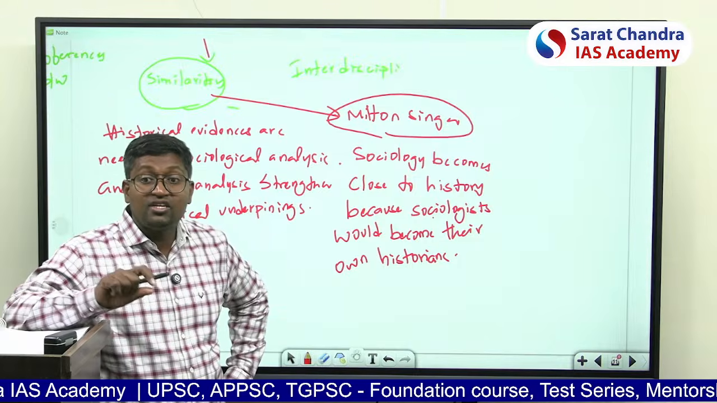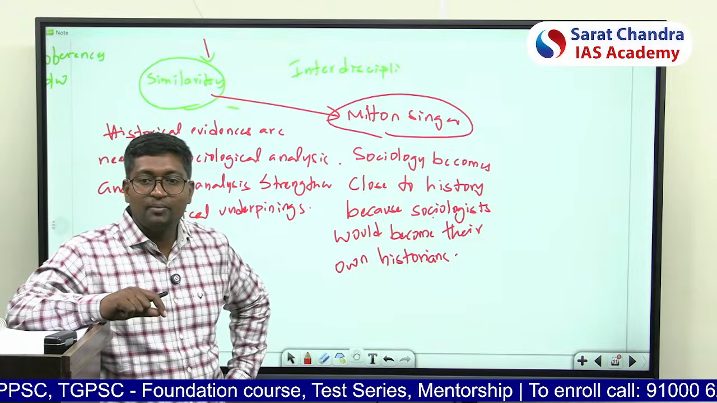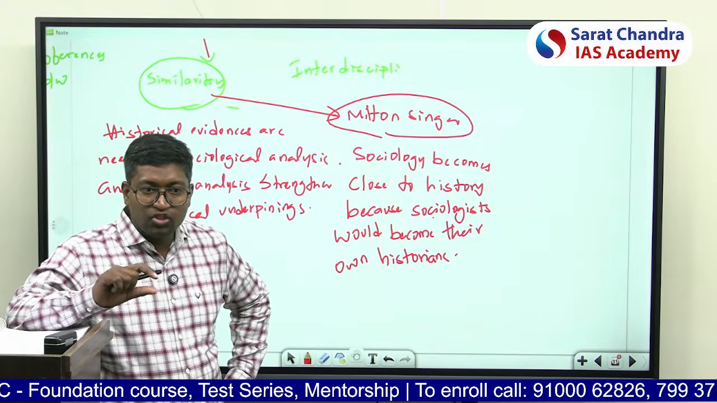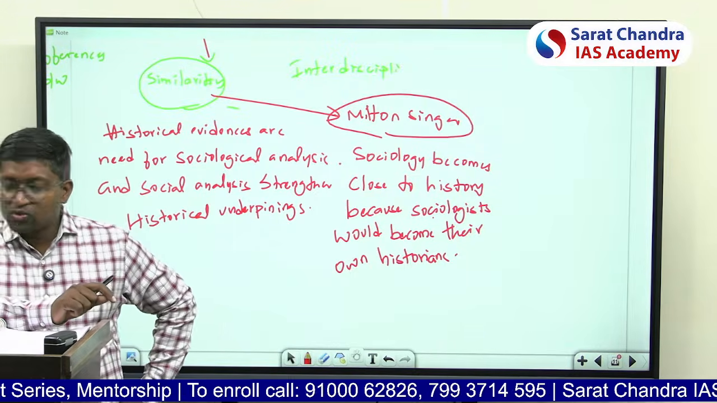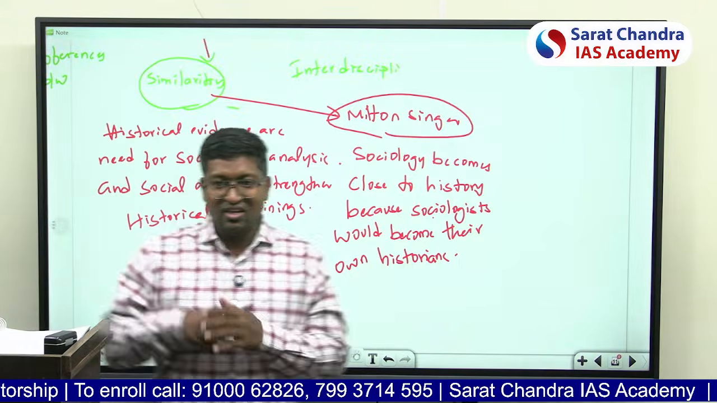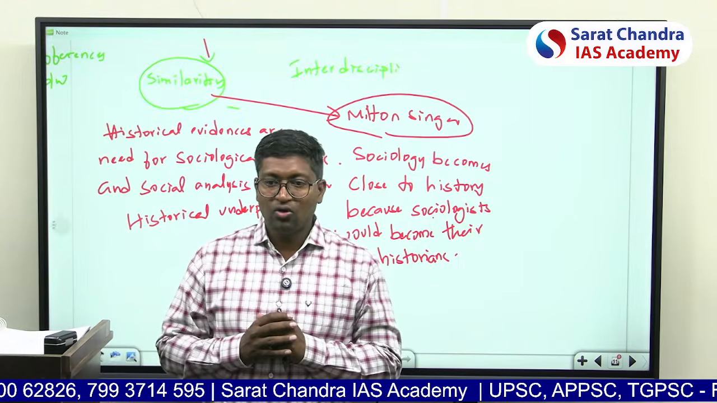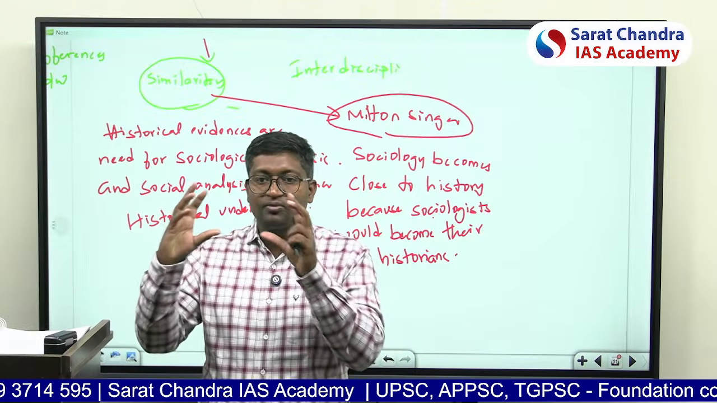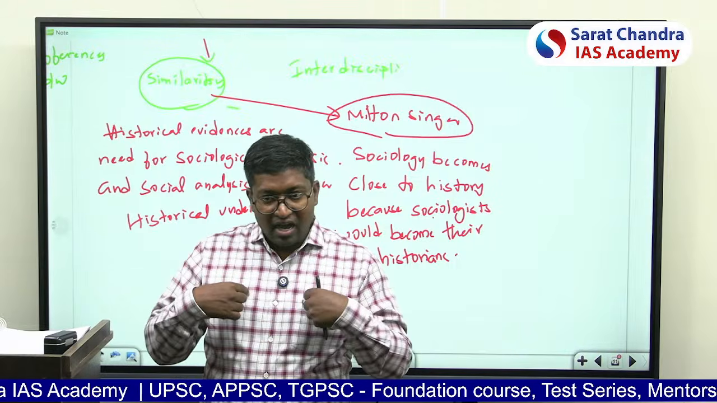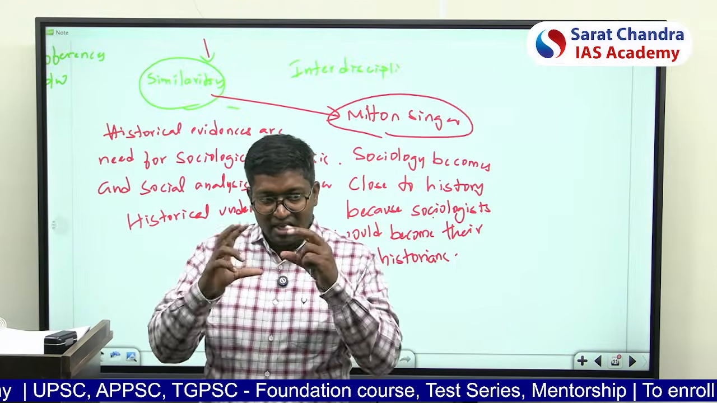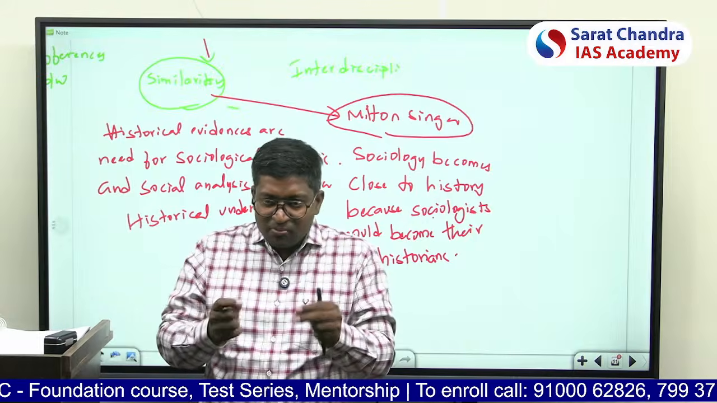And initially sociology emerged as a conjectural history. What do you understand by conjectural history or speculative history? Plato dreamt about the concept of state. Plato, Aristotle, aren't they speculating about the society? So sociology is nothing but speculative history.